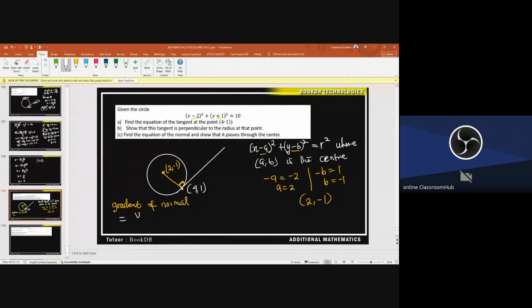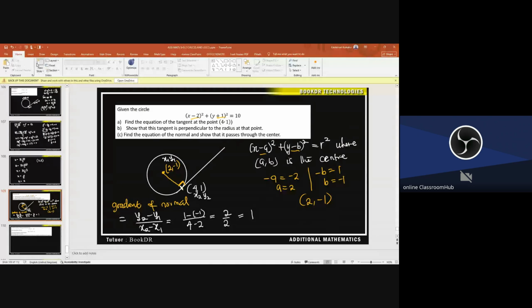This will be equal to y2 minus y1 all over x2 minus x1. So let's call here x1, y1, and x2, y2. So substituting, we'll have y minus -1 on 4 minus 2. We are going to get 2 for the top, 2 for the bottom, and this will yield 1. So that's the gradient of the normal.